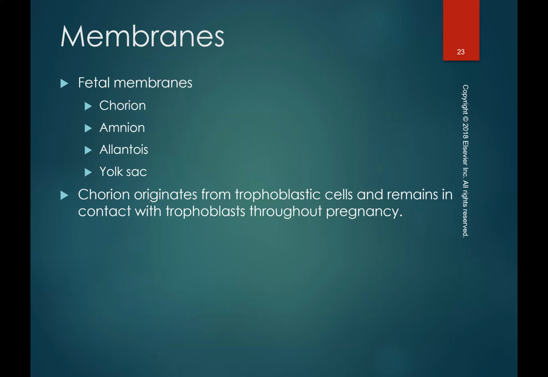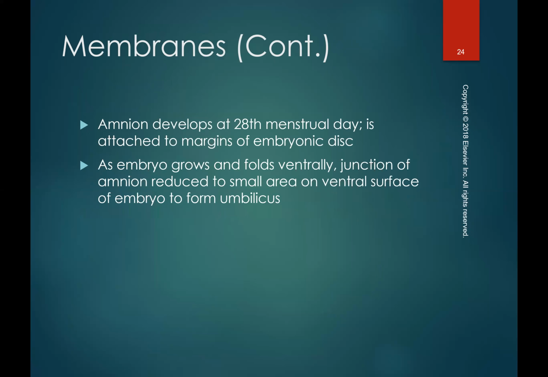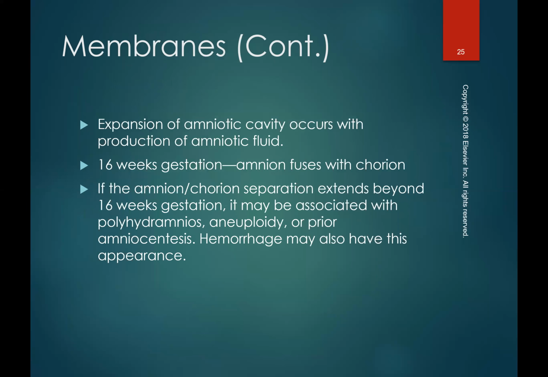Now, there's multiple fetal membranes: the chorion, the amnion, the allantois, and the yolk sac. The chorion originates from the trophoblastic cells and remains in contact with the trophoblast throughout the pregnancy. So it's closest to the placenta. The amnion develops at the 28th menstrual day and is attached to the margins of the embryonic disc. As the embryo grows and folds ventrally, the junction of the amnion reduces to a small area of the ventral surface of the embryo to form the umbilicus.